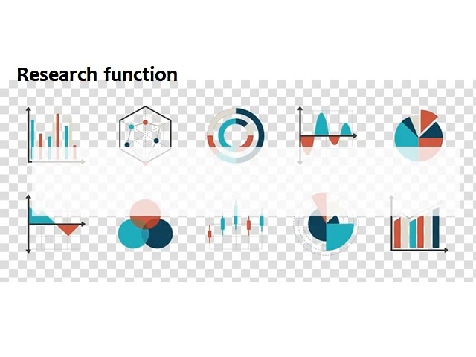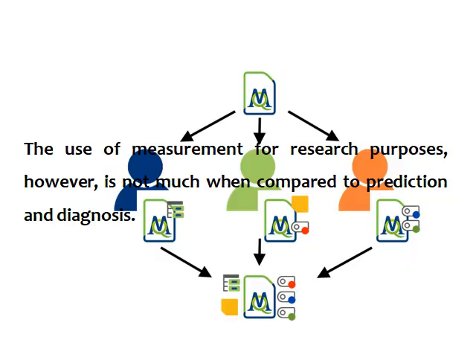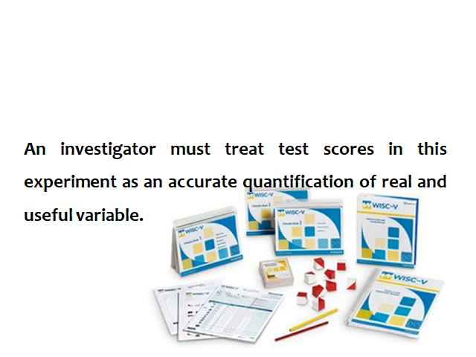Research function. The third major function of measurement is verification of scientific hypotheses of research. The use of measurement for research purposes, however, is not much when compared to prediction and diagnosis. This is because a measurement is usually considered a completely valid measure of certain human characteristics. An investigator must treat test scores in an experiment as an accurate quantification of a real and useful variable.